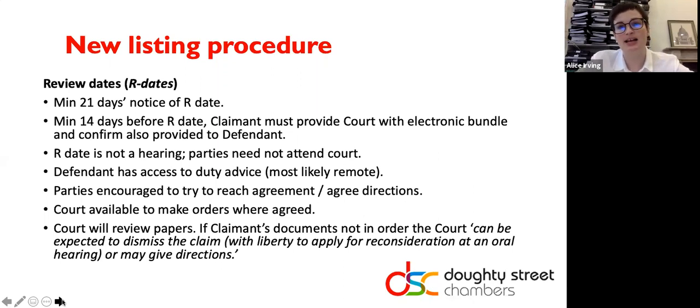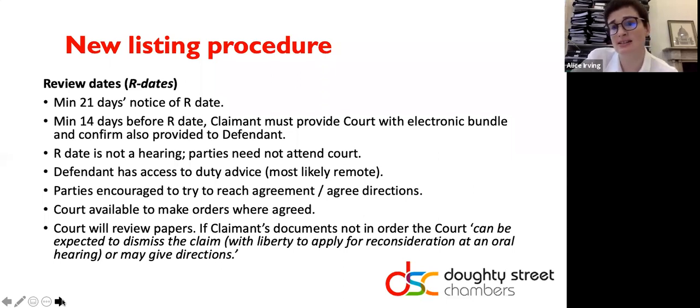Instead, the purpose of the R date is sort of twofold. The first is it's a new point at which a defendant has access to the potential duty scheme advice. And this is almost certainly going to be provided remotely. So they'll get a date, which is their review date, and they'll be given information about how they can access duty scheme advice on that day. So this is an early chance for legal input and hopefully for defendants where they qualify to be signed up for legal aid contracts in the hope that with early legal advice, matters might be resolved or settled, or at least put into a better format by the time a substantive hearing comes about, if that's necessary.